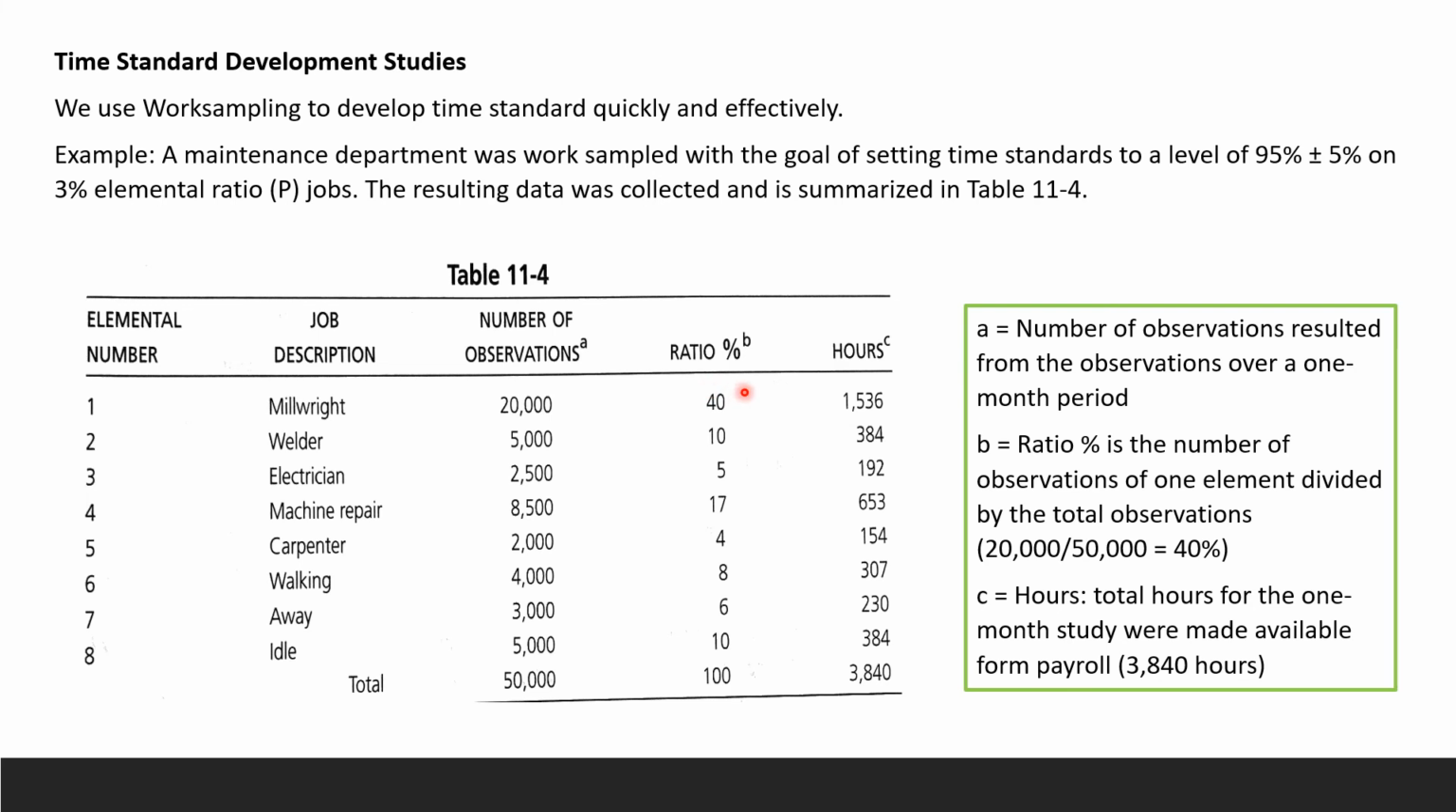And then we have ratio percent. That's the number of observations of one element divided by the total observations. The total observations are 50,000, and you have 1 to 8 work elements. The first one is 20,000, divided by the total gives you 40%, times 100. Hours is the same thing. Your total hours for the 1 month study were made available from your payroll, so 3840 hours.